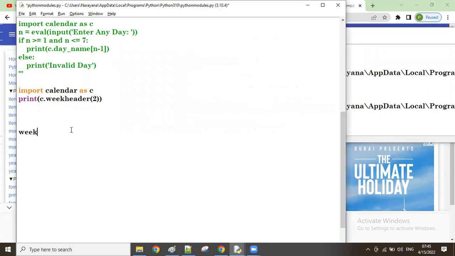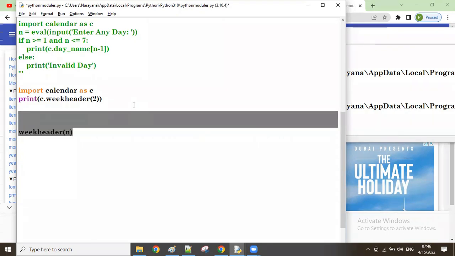Week header of N, like this. Header of N, right there. It will return the first n number of characters from each week.